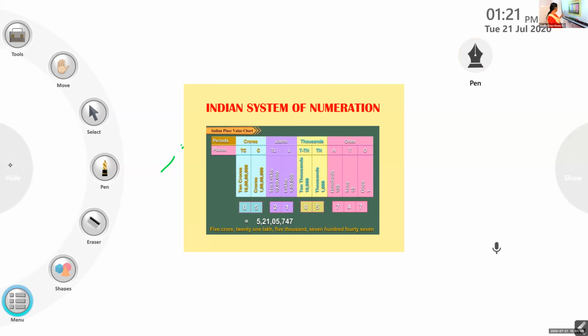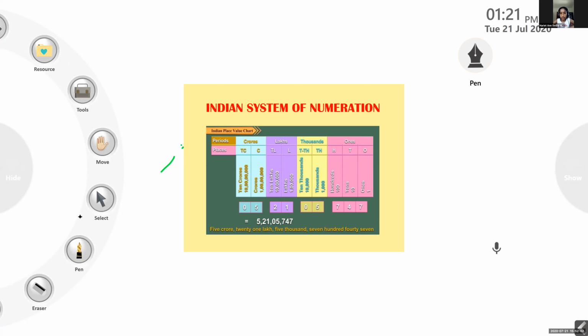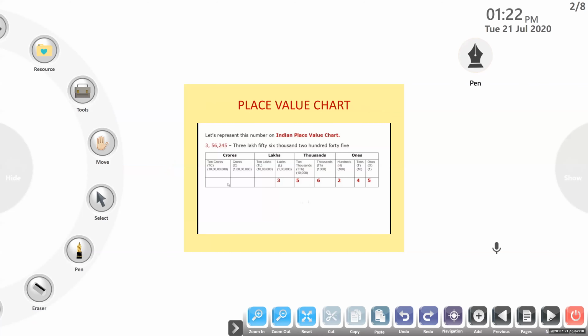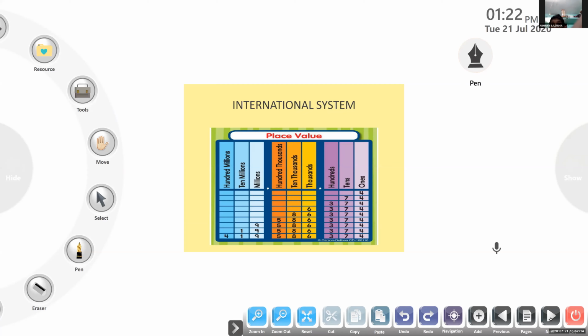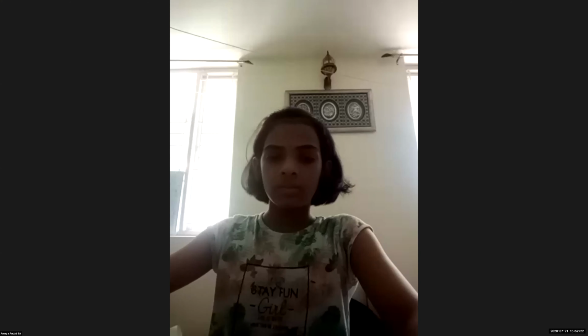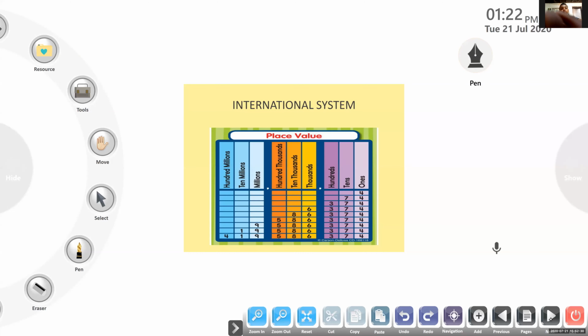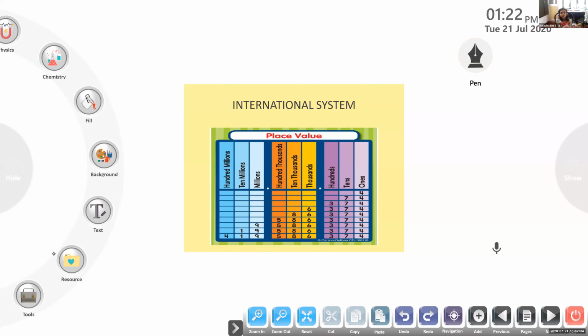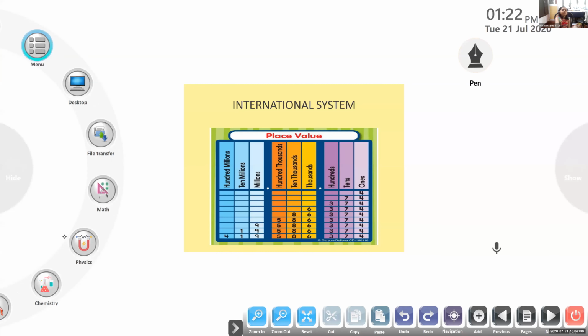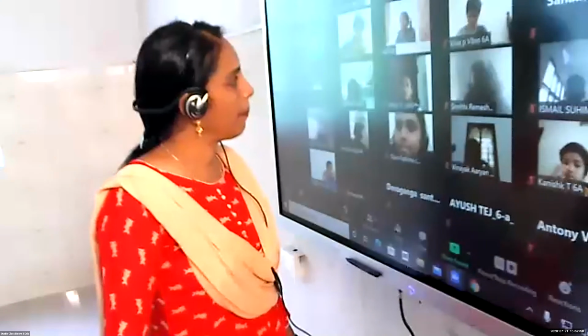Okay, did you get the answer? Yes, ma'am. What is the answer? Okay, children, what is the answer? 10. That also 10 is the answer. How many of you got 10? I got. So the question is 1 crore equal to.